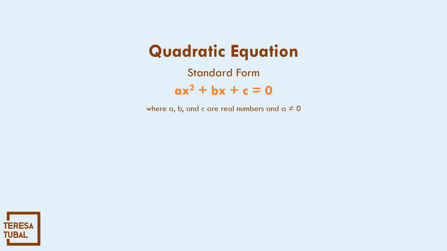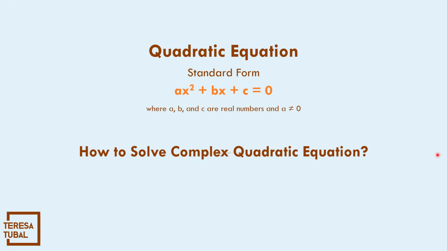In our previous lesson, a quadratic equation in standard form, ax squared plus bx plus c equals 0, where the values of a, b, and c are real numbers and a should not be equal to 0. So what if we need to solve a complex quadratic equation? Example, x to the fourth minus 7x squared plus 12 equals 0. And the second one, x to the fourth minus 6x squared minus 2x squared plus 12x minus 35 equals 0. So let us try to solve this equation.